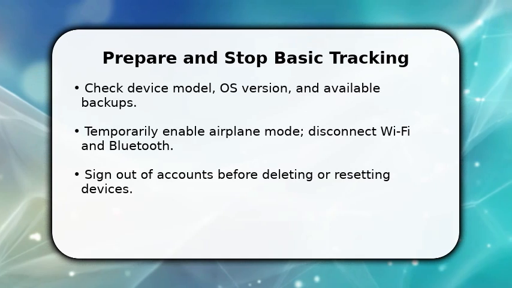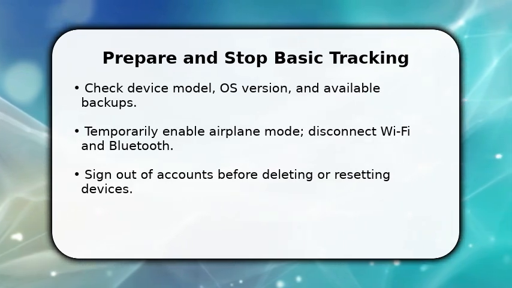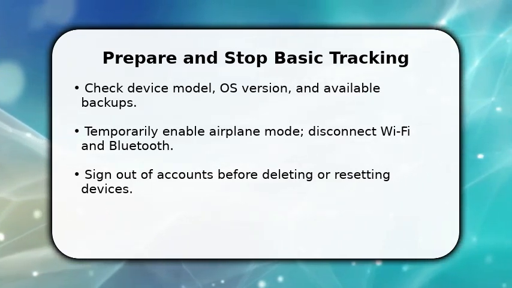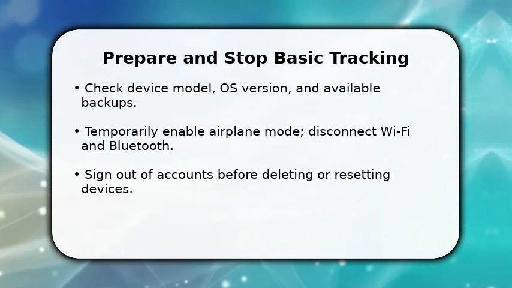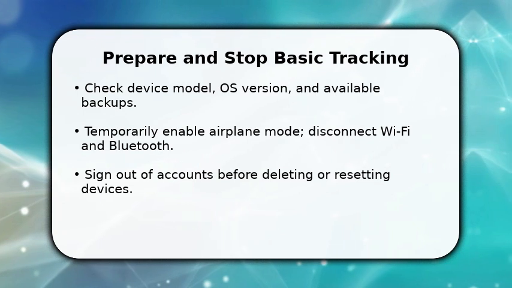You start by confirming your phone model and OS so you know we're tracking settings live. Once done, switch to airplane mode and disable Wi-Fi and Bluetooth to cut live location pings.